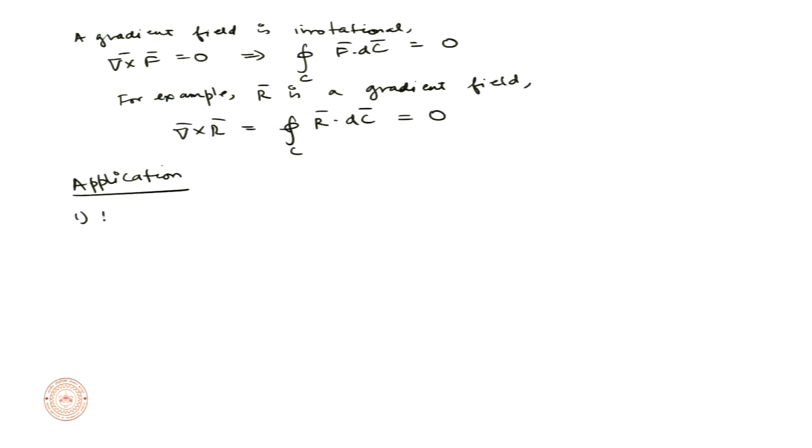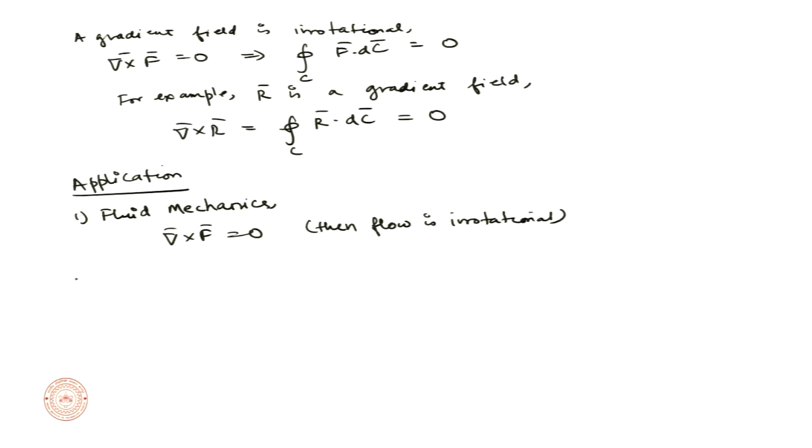The first is in fluid mechanics. In fluid mechanics, we can determine whether a flow is rotational or irrotational. If the del cross f vector is equal to 0, then the flow is irrotational. Okay. This can also be applied in the case of Maxwell's equation when we talk about Faraday's law.